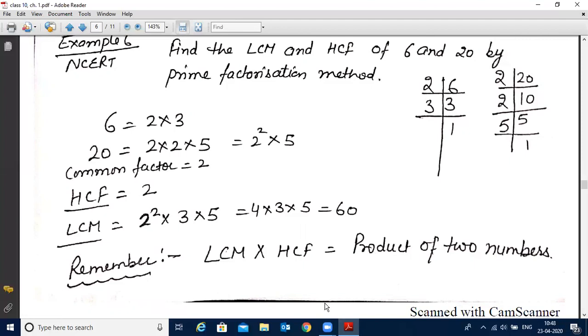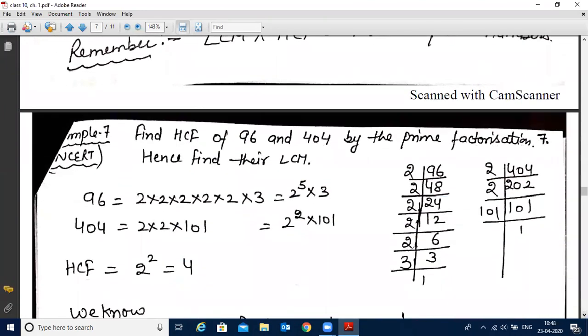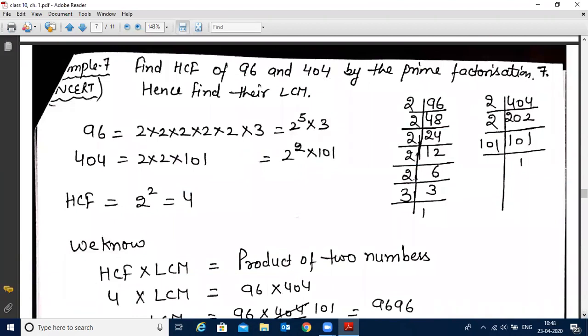One more thing I want to make clear: always remember this. When we multiply the LCM and HCF, it will be equal to the product of the two numbers for which we are finding the LCM and HCF. Always remember this fact, because we will apply it in the next questions. For example, we are now discussing example 7 of NCERT.